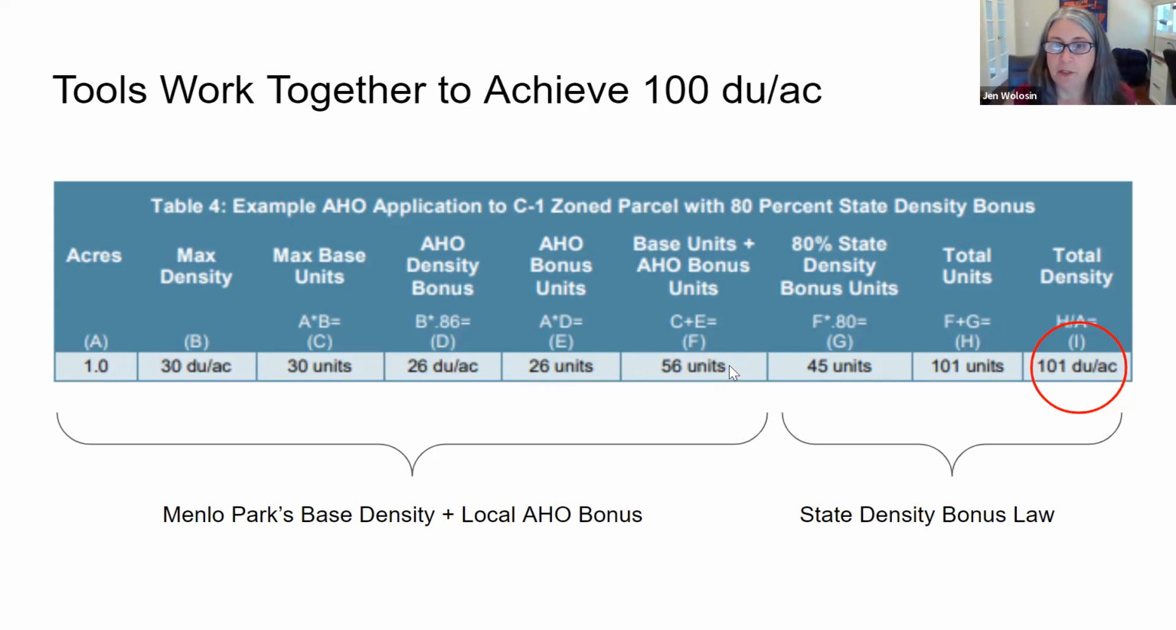Then we take this, which is our local units that we're producing, and we multiply it by the state density bonus law, which was 80%. This is for a 100% affordable development. We'd get another 45 units. So you would add the 45 to the local 56, and you would get 101 units, or for this 1 acre property, 101 units an acre. I know this is very confusing, and I'm going through it very fast, but I just want to make sure I cover everything.